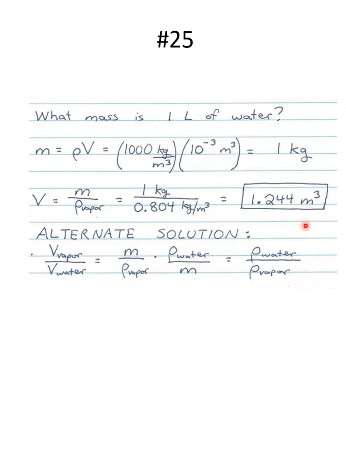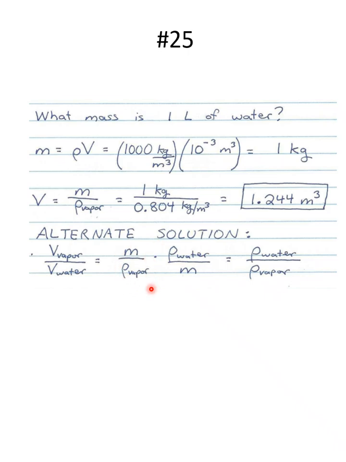Now there's another way to solve that, and we can bypass the line where I found what the mass of the liter we're dealing with is. We can set up a ratio, the volume of the vapor divided by the volume of the water. And we're going to use the density equation. So volume is mass divided by density. So we can say the mass divided by the density of the vapor. Okay, that's the volume of the vapor.